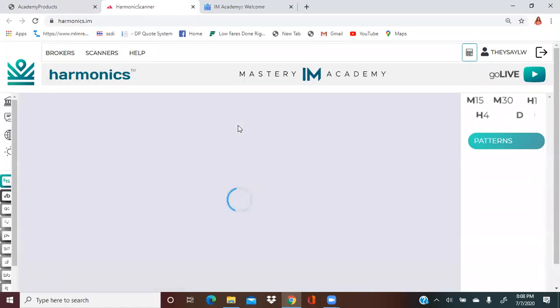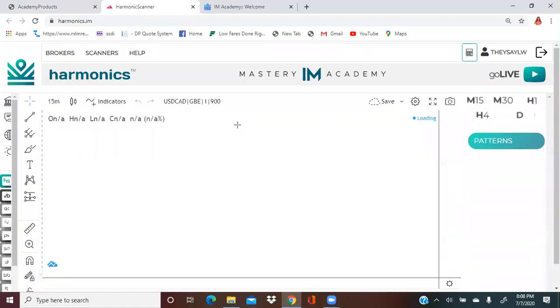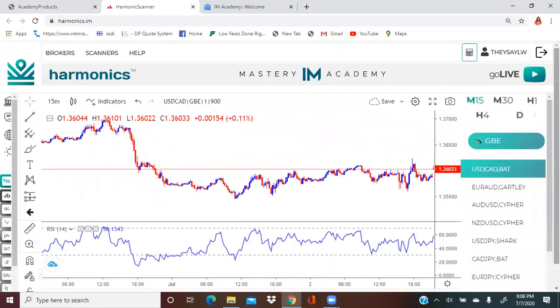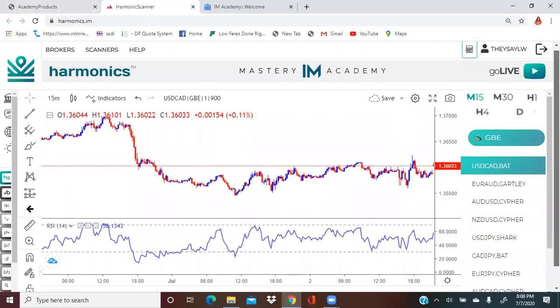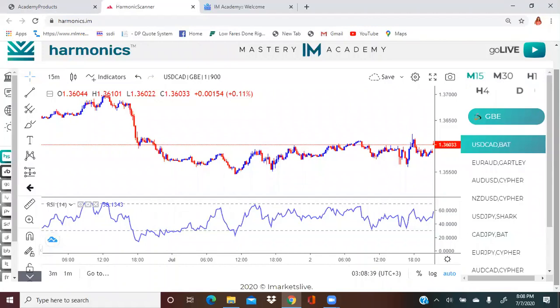Here's the Harmonic Scanner. So y'all know how to pull it up, right? You go to im.center, hit the word strategies. After strategies open up, you go to harmonics. Point blank, period. Any questions so far?